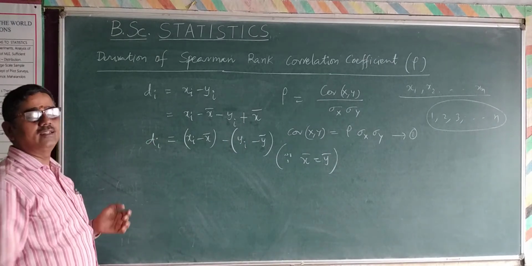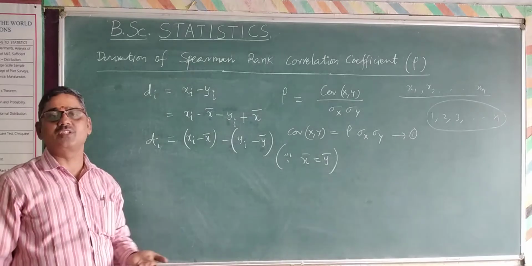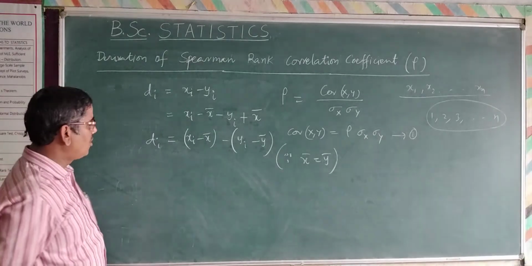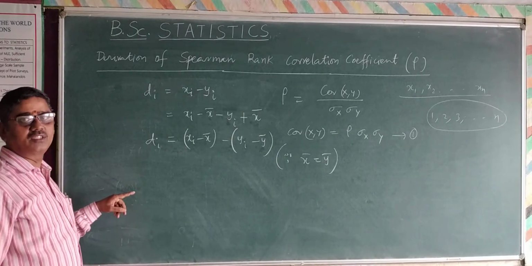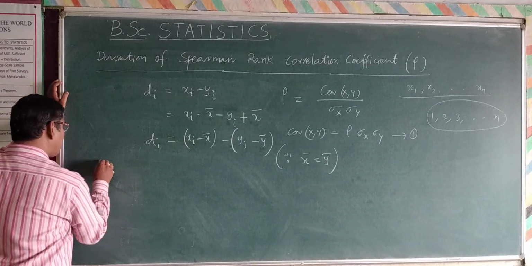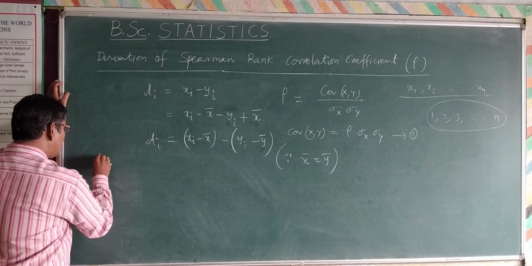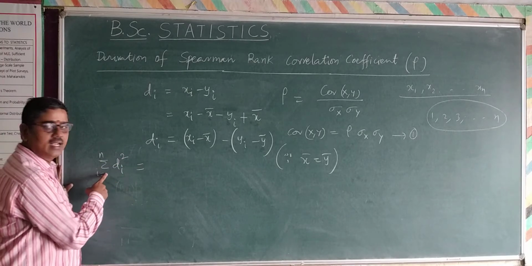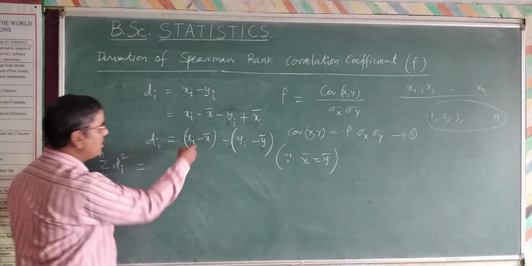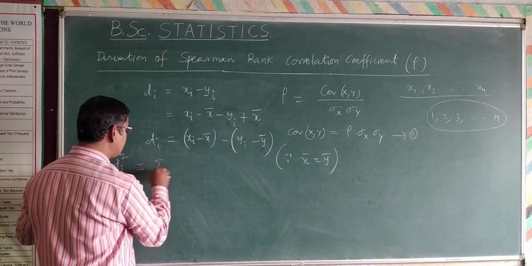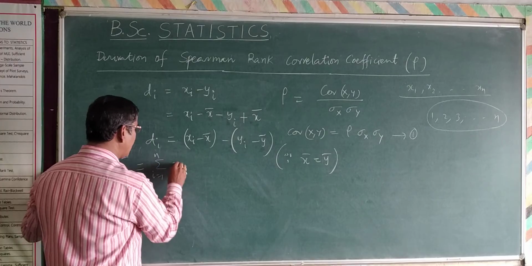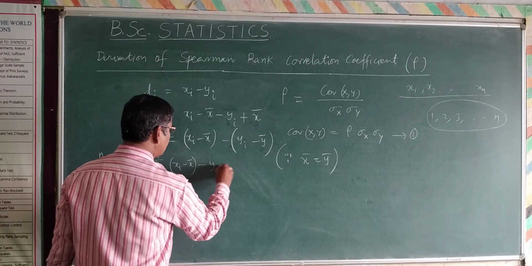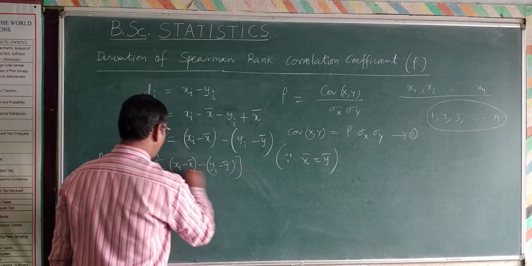Now I take square and summation. So if you do square and then take summations, then what will you get? Summation i is equal to 1 to n di square. This is squaring and taking summations. So now again, on the right hand side, consider summation i is equal to 1 to n, xi minus x bar minus of yi minus y bar, the whole square.